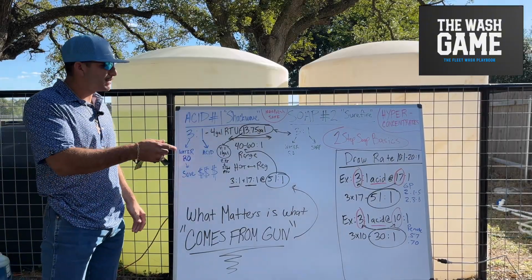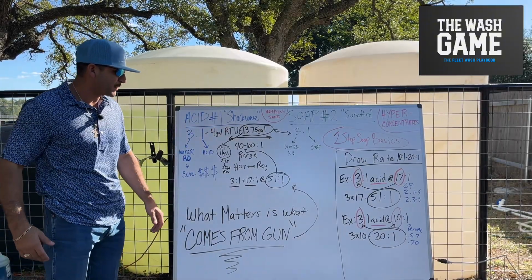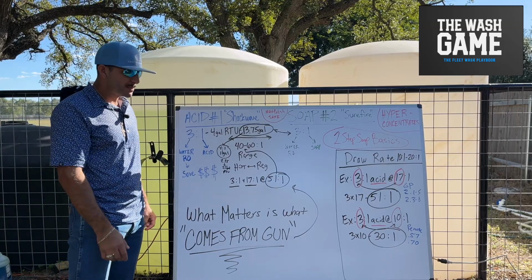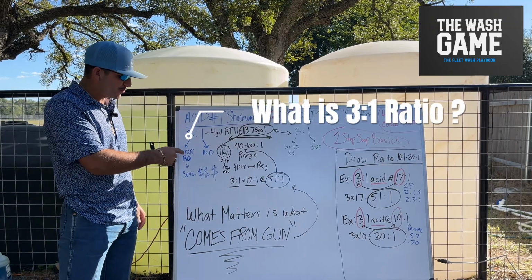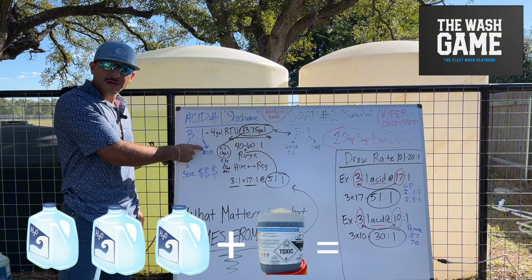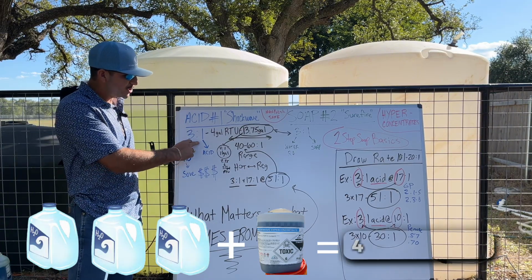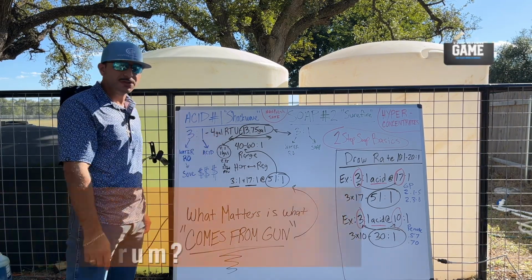Today, we're going to be discussing the mixing of acid and the mixing of soap. We mix these at 3-to-1. Now, what does 3-to-1 mean? 3-to-1 means 3 gallons of water, 1 gallon of chemical. When you do this ratio, you're getting 4 gallons of ready-to-use soap.